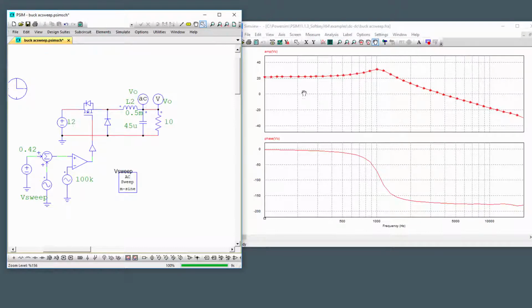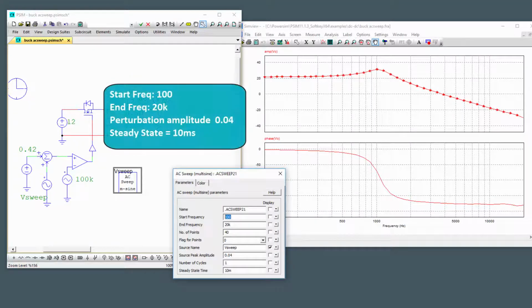So what we've got here is a nice looking frequency response. If we look at the parameters here, we've swept from 100 hertz to 20k, and we've got the source peak amplitude of 0.04 here, which is about 10% of our reference, and our steady state time is 10 milliseconds. So let's start with the start and end frequency.